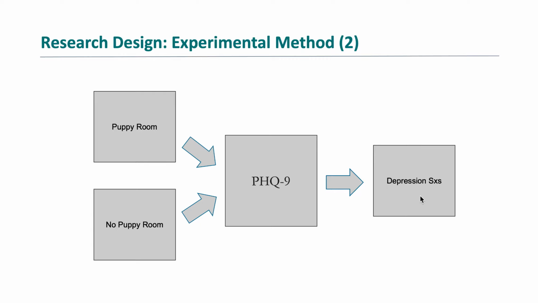We need to have a measurement of some form, which in this case we'll use the PHQ-9. You don't need to memorize that, but it's just a quick measurement of depression, right? We'll randomly assign some people into a room that's filled with puppies, and we'll have another room with no puppies, and we'll see how depressed those people are afterwards, right?